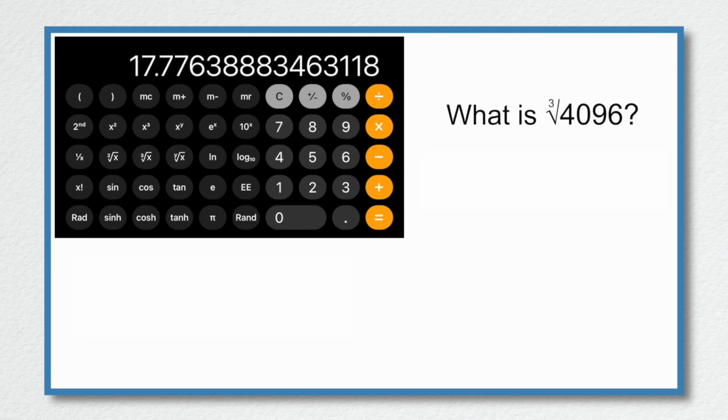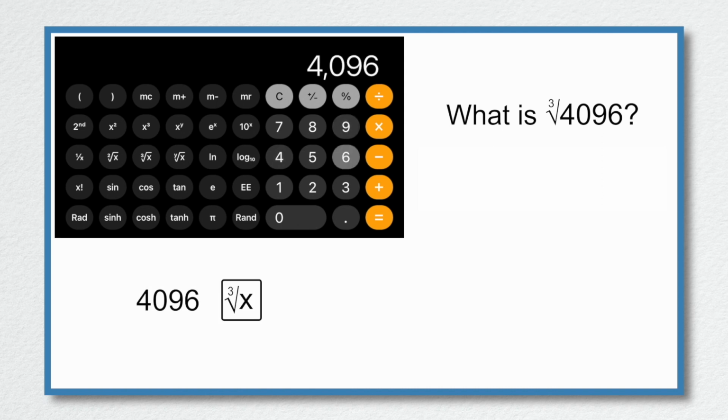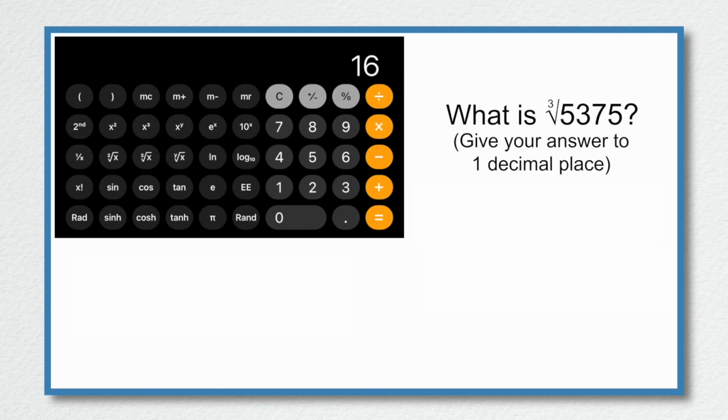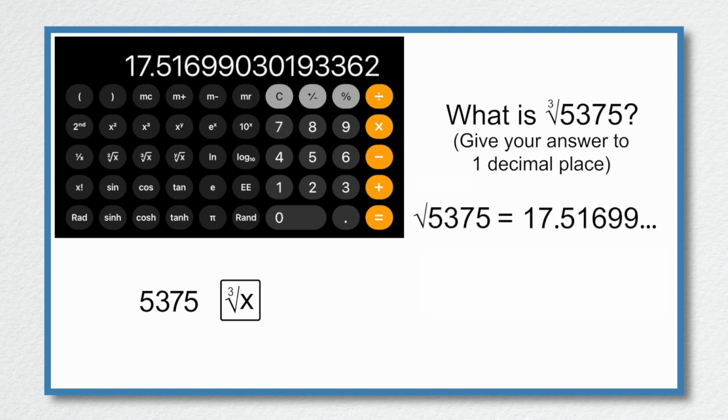What is the cube root of 4096? So we clear the calculator, we type in 4096, press the cube root button, and we get the answer 16. What is the cube root of 5375 to 1 decimal place? So let's clear the calculator, type in 5375, press the cube root button, and we get the answer 17.516990 and so on. And to 1 decimal place, the answer is 17.5.